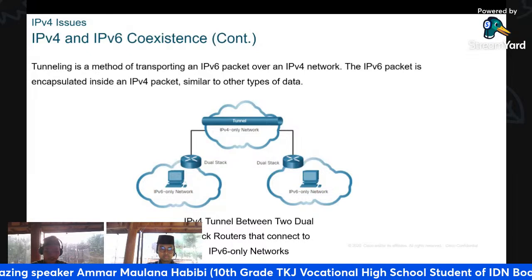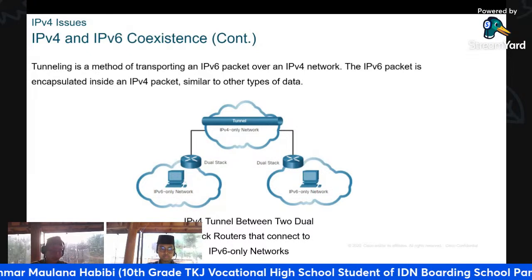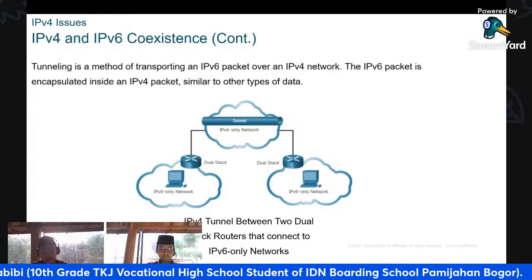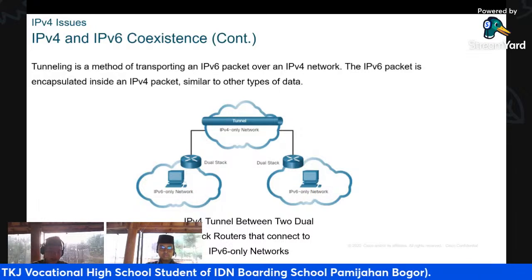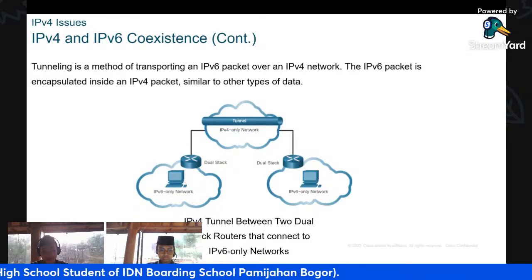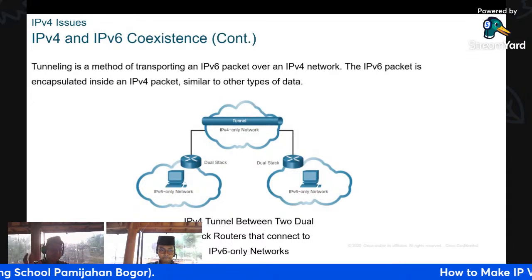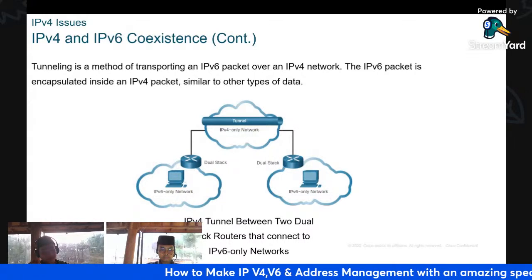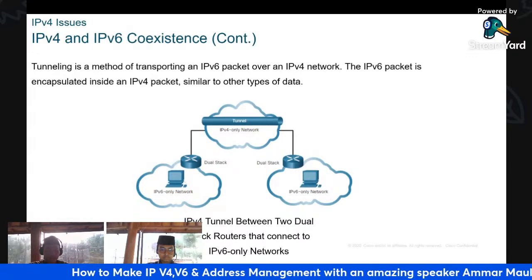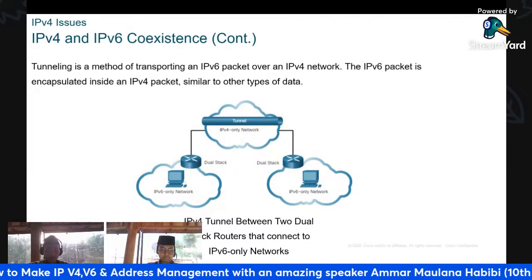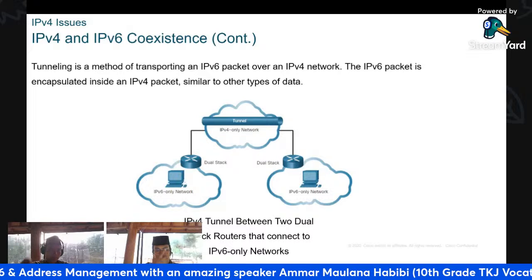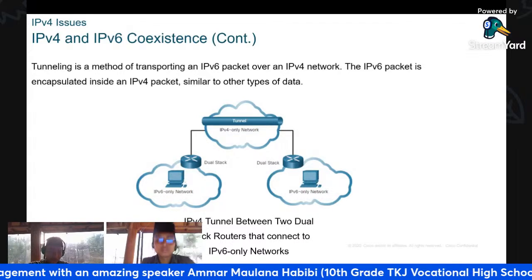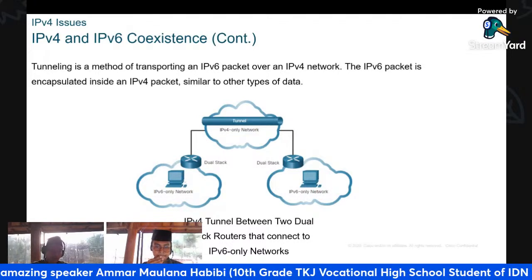You can see the two end devices on the IPv6 only network, and the red one is also an IPv6 only network, and the routers are dual stack. But the tunnel is IPv4, so you can ping. You are able to ping IPv6 from one device to the other device, but you must follow the line using the IPv4 tunnel.